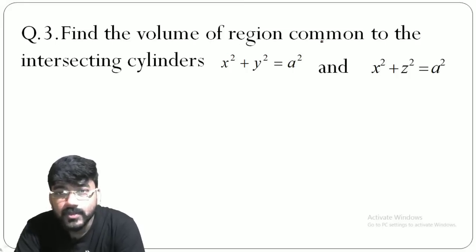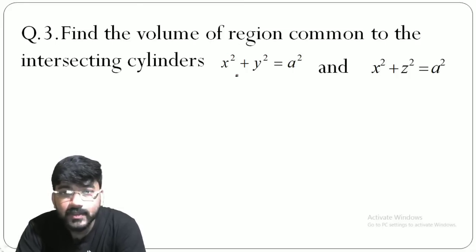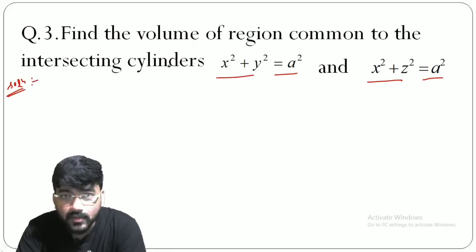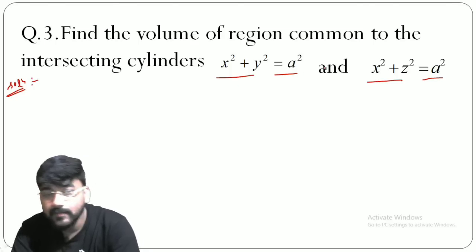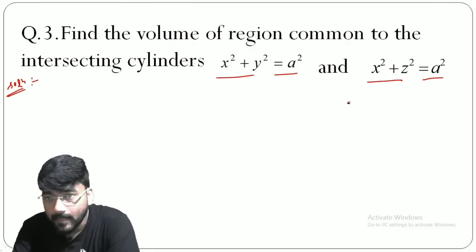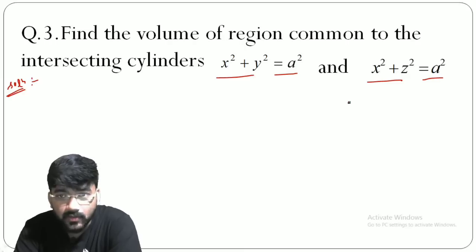And the volume of the region common to the intersecting cylinders x square plus y square is equal to a square and x square plus z square is equal to a square. Okay, so you can see the diagrams are not easy each and every time. That's why I am giving you this trick to solve questions involving multiple integration without drawing the surfaces or drawing the curves. Okay, so you can do it easily.